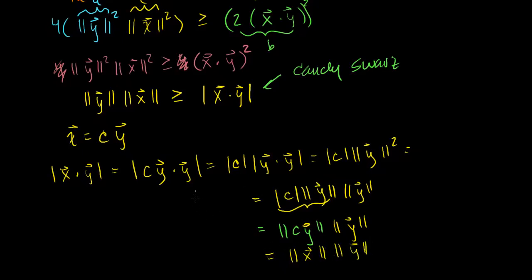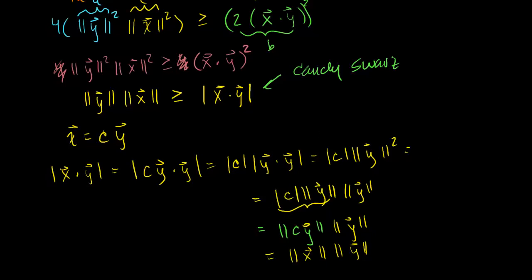So I showed you the second part of the Cauchy Schwarz inequality, that this is only equal to each other if one of them is a scalar multiple of the other. And if you're a little uncomfortable with some of these steps I took, it might be a good exercise to actually prove it. For example, to prove that the absolute value of c times the length of the vector y is the same thing as the length of c times y.